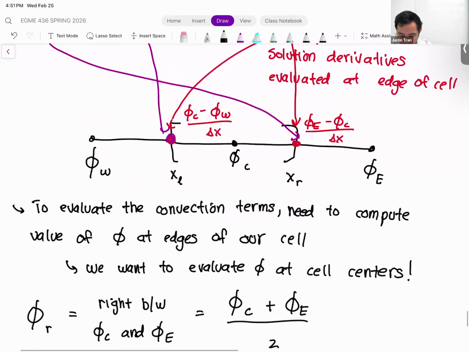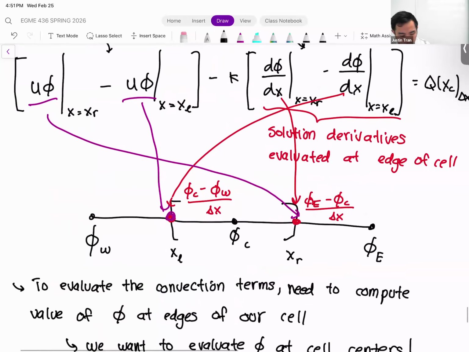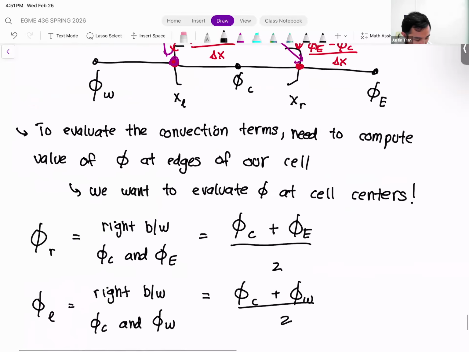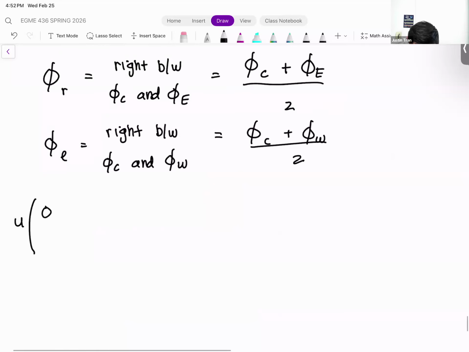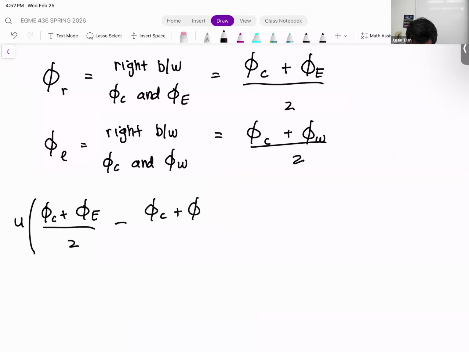All right, so let's plug those two into our expression up there, and I'm also going to plug in the finite difference expressions for the derivatives. We end up with U multiplied by our convection terms: phi sub C plus phi sub E divided by 2, minus phi sub C plus phi sub W divided by 2. So those are our convection contributions using the averaging technique we just went over.